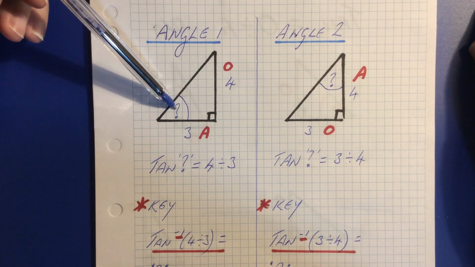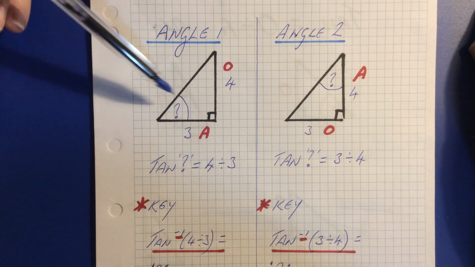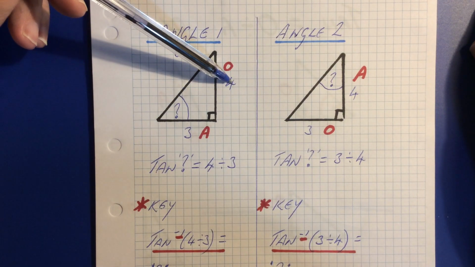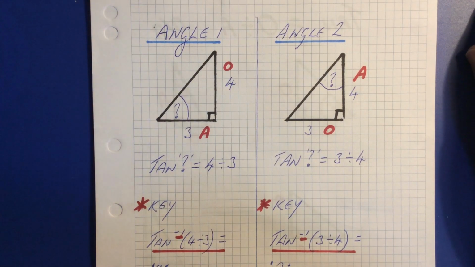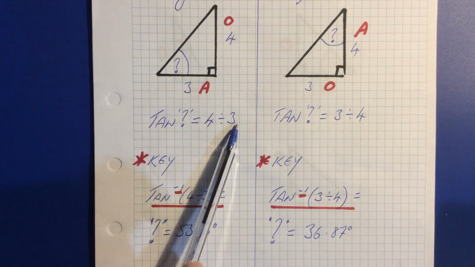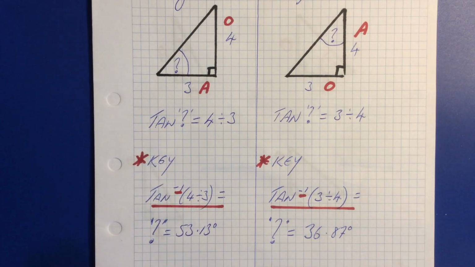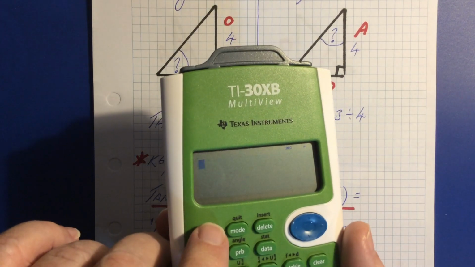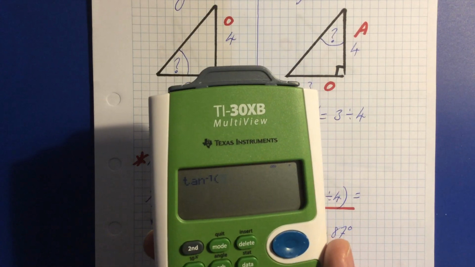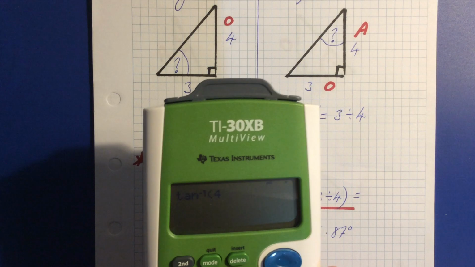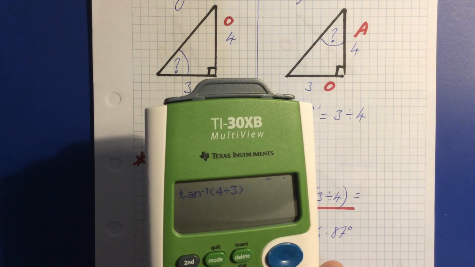So we're looking for the mystery angle. Now, the rules say that the tangent of this angle, which I've marked with a question mark, is equal to 4 divided by 3. Now, keying instructions for that are as follows. So you can set it up like this, and on a Texas Instruments calculator, it's second function, tan, and you'll see that a bracket opens, and you merely insert 4 divided by 3.